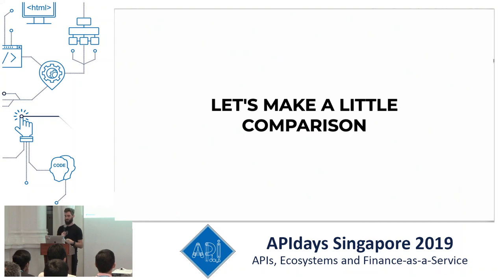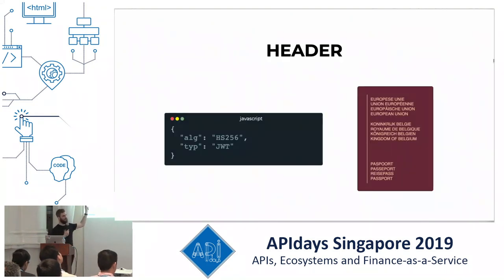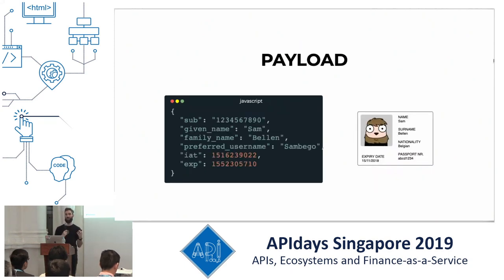So let's make a little comparison. This is the header of a JSON Web Token. This is a Belgian passport in four languages. I know you in Singapore are used to having multiple languages as well. Sometimes it's easy, sometimes it's confusing, but it's like this. And it's kind of the same thing. The passport says, I'm a passport issued by the Kingdom of Belgium, and I'm a passport. The header of a JSON Web Token kind of says, I'm a JSON Web Token, and I am signed with this algorithm. Now, if you open a passport, there's a bunch of personal information about you in that passport, right? Your name, your surname, nationality, but also when it expires and when it has been issued.